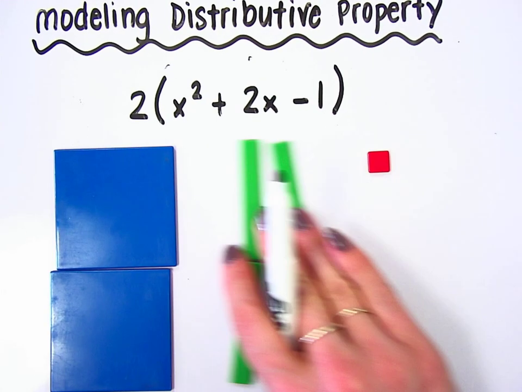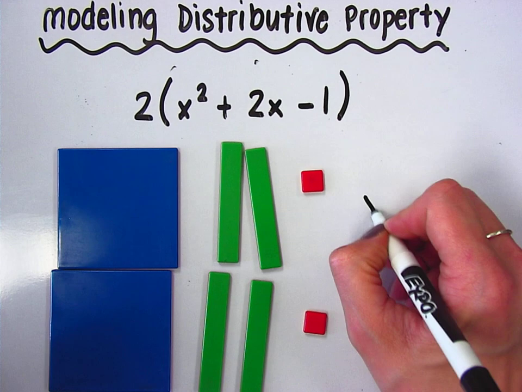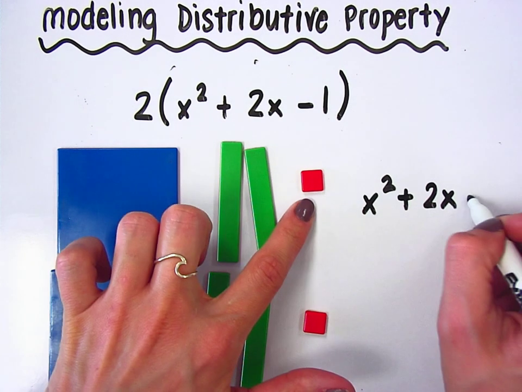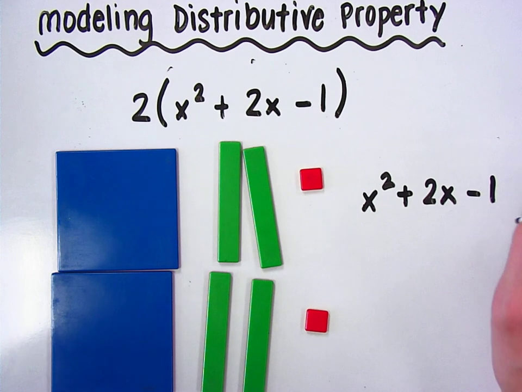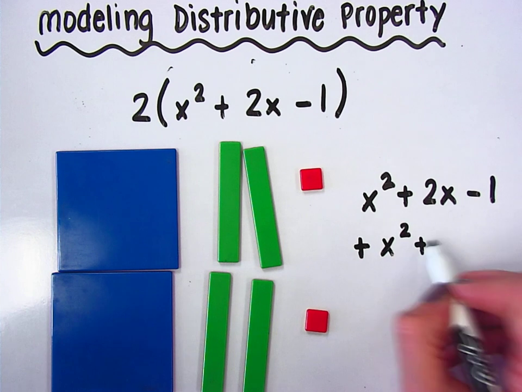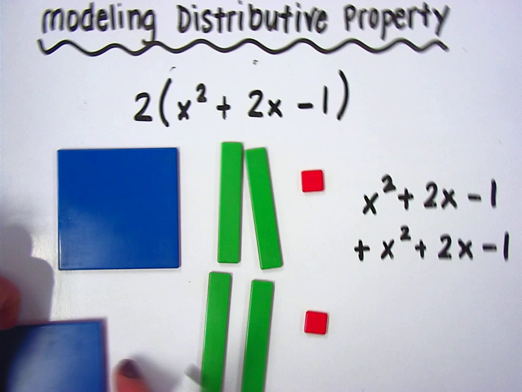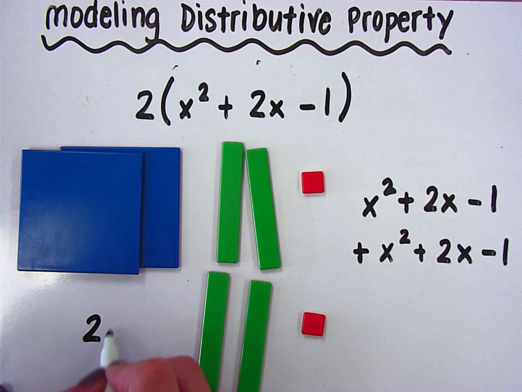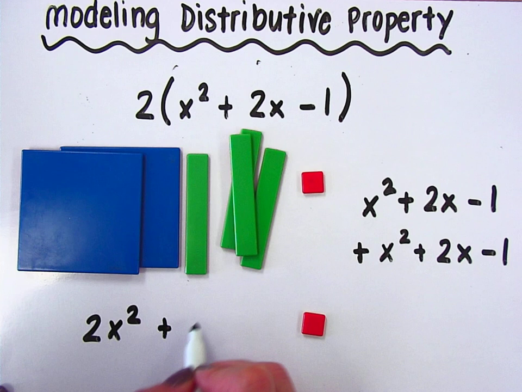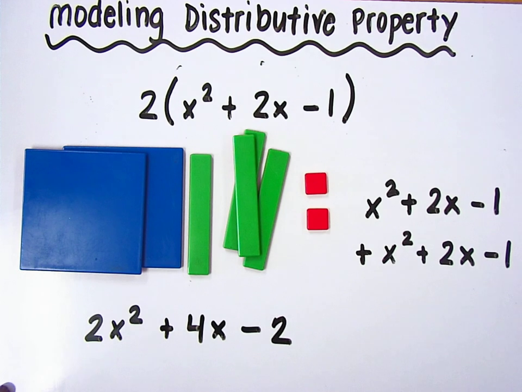We're going to do the same thing we did with the first example and write exactly what we did as an expression. So we have x squared plus 2x minus 1. And we added, I'm going to carry this on down here, another x squared plus 2x minus 1. When we combine, we now have 2x squared. We're adding 4 x's. And we have 2 negatives, or we're taking away 2.